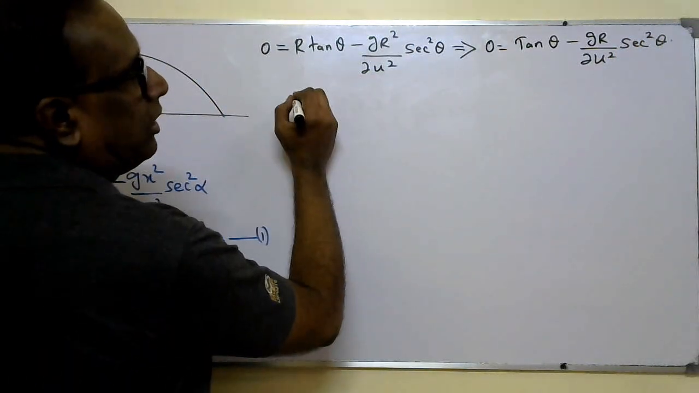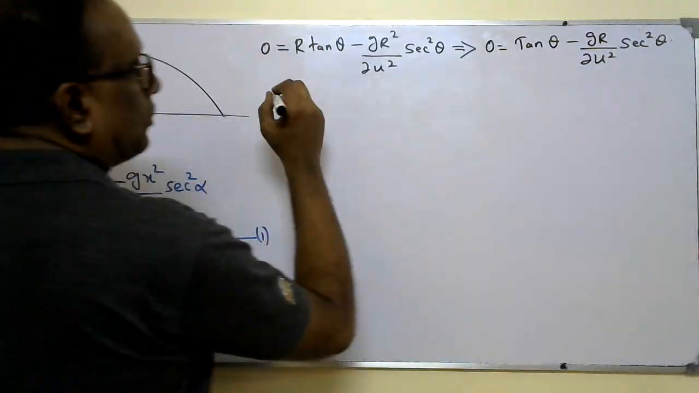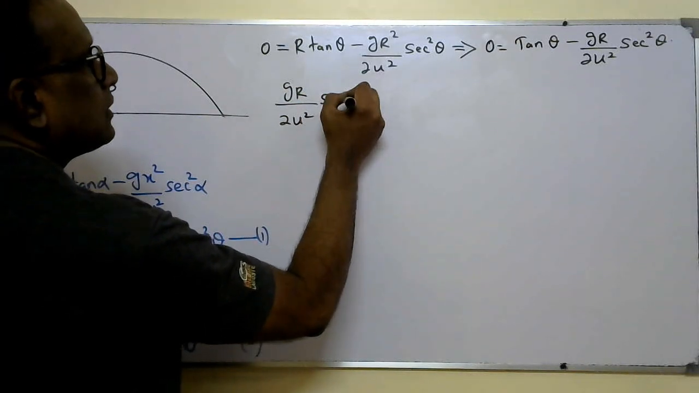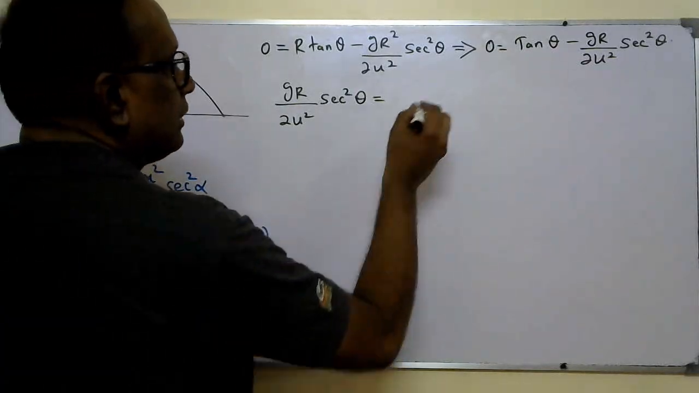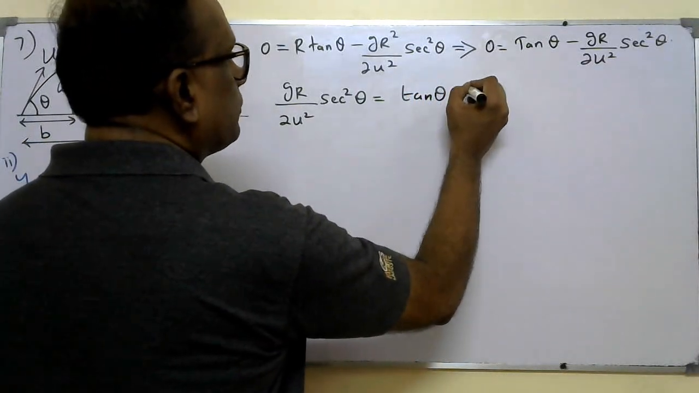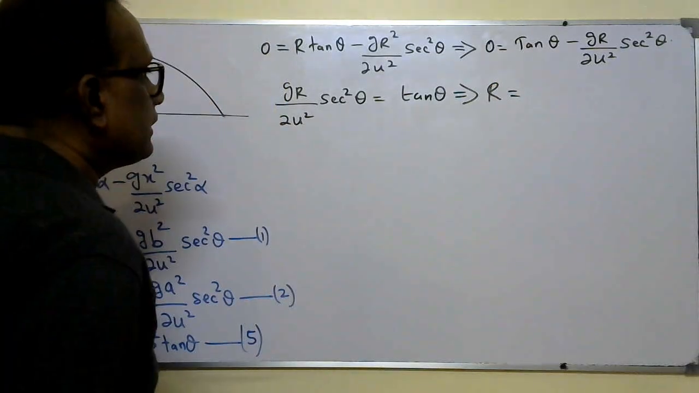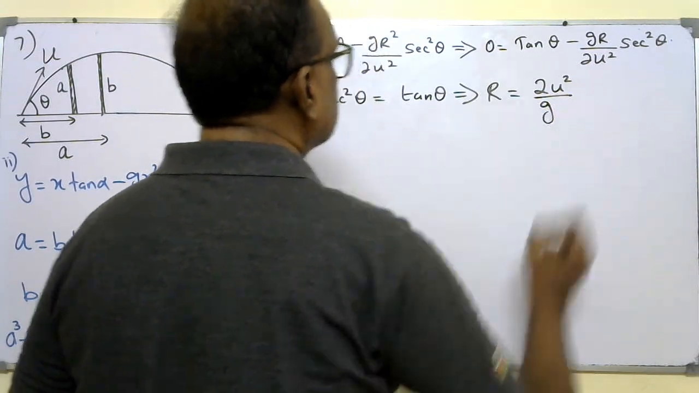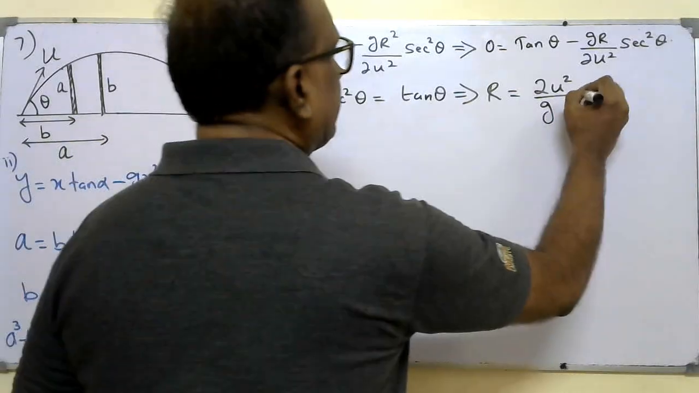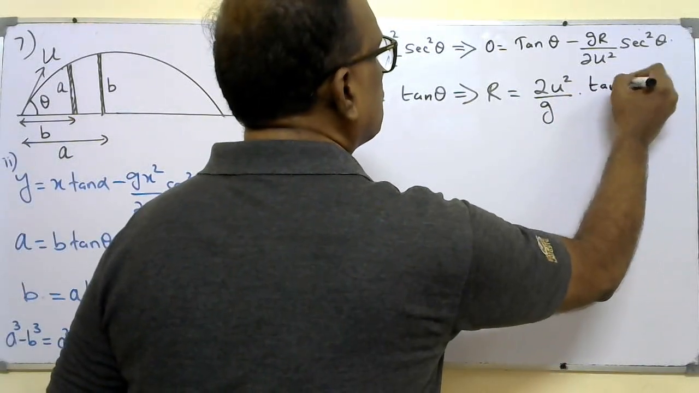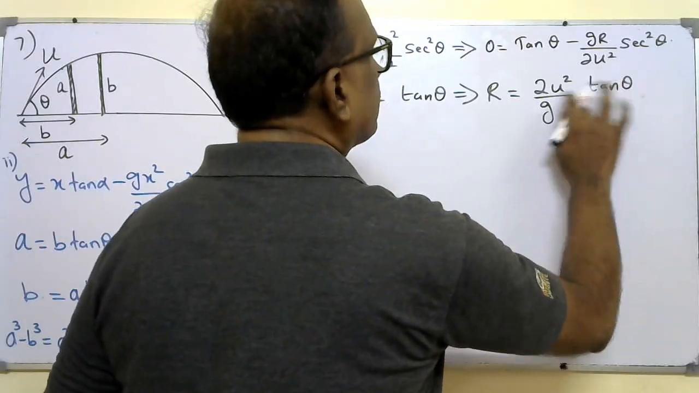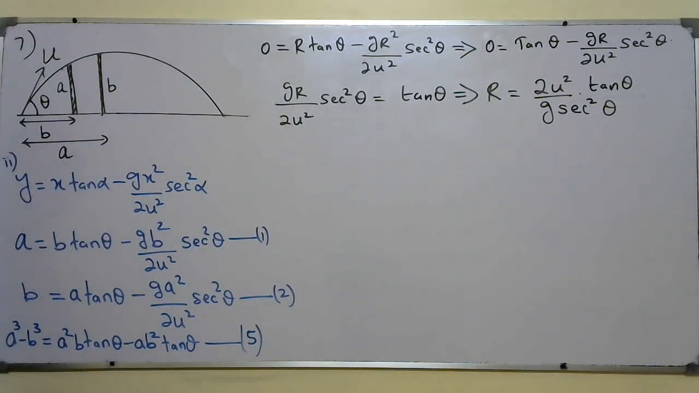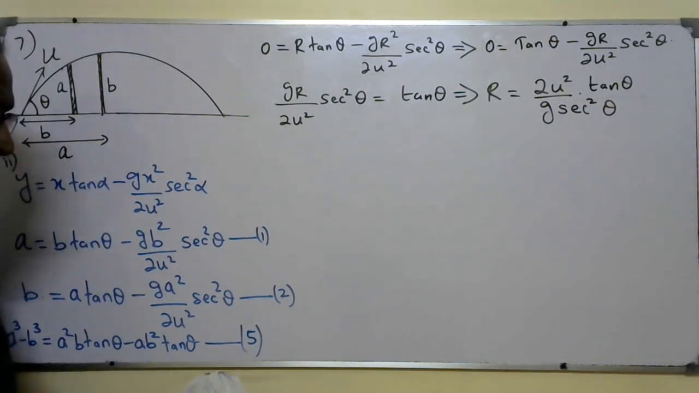If you make r the subject, you know how to do it. I'll write g r over 2u squared sec squared theta equals tan theta. So from this, r equals 2u squared over g sec squared theta into tan theta.